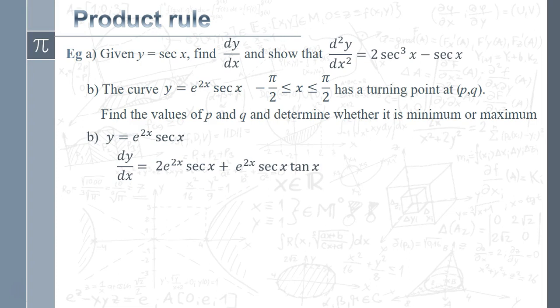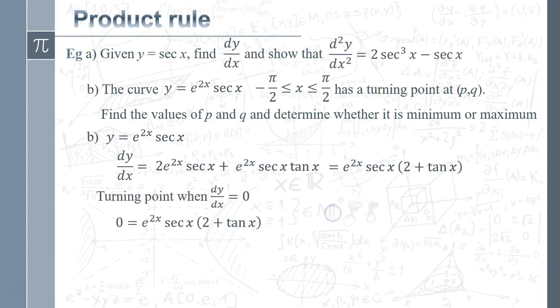Now what we've got to do is just a little bit of tidying up. I've taken out e to the 2x sec x. The reason I've done that is because we're going to be finding a minimum, so we've got to put it equal to 0. When things are equal to 0, life's a whole lot more simple when you've got everything written as a product. In this particular case, I've got 3 things multiplying together: e to the 2x times sec x times 2 plus tan x.